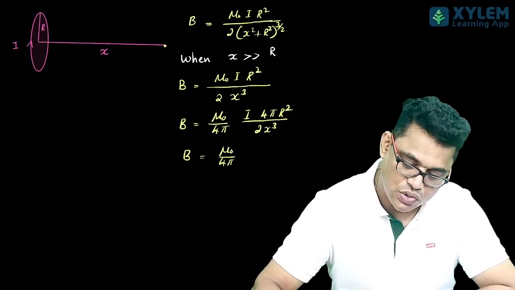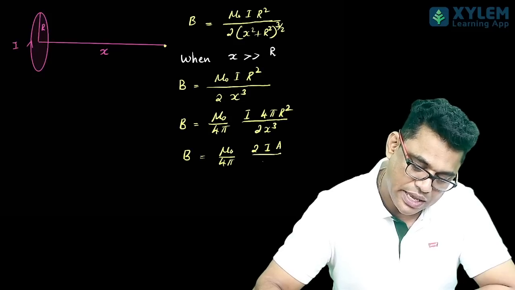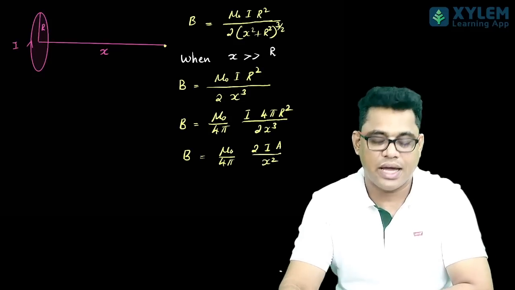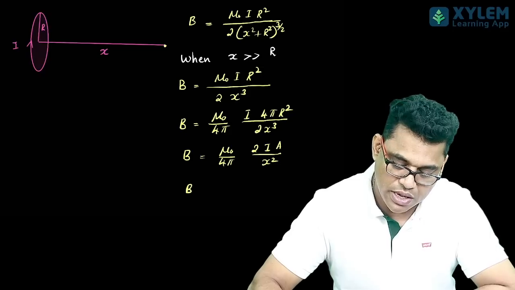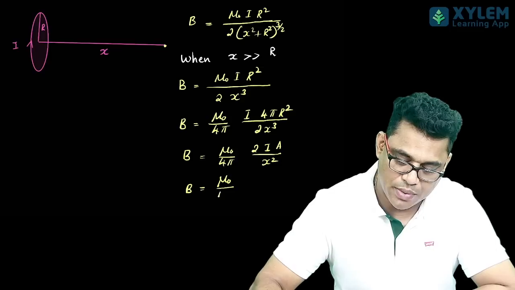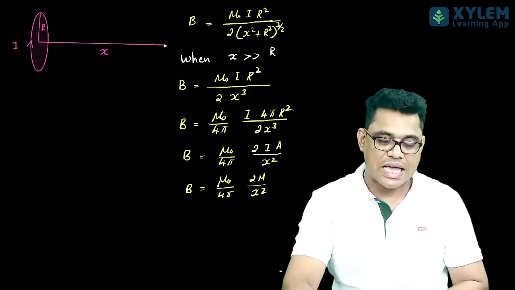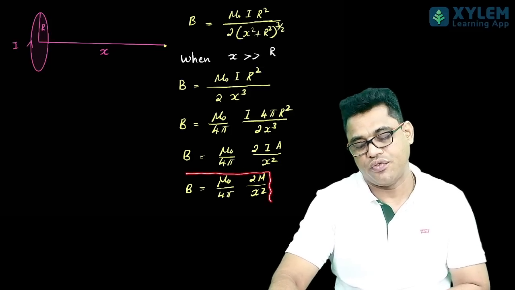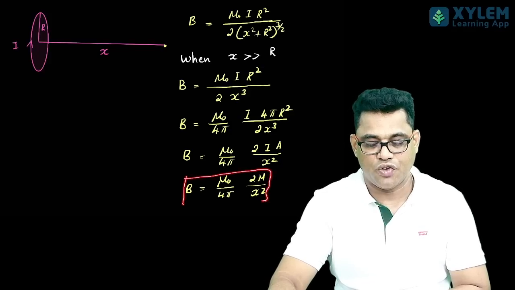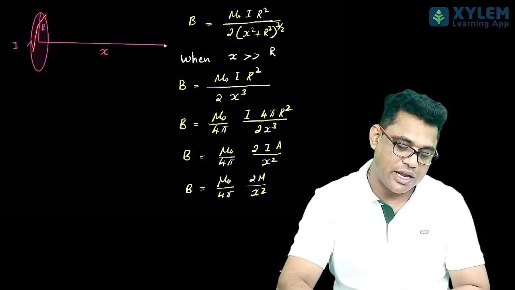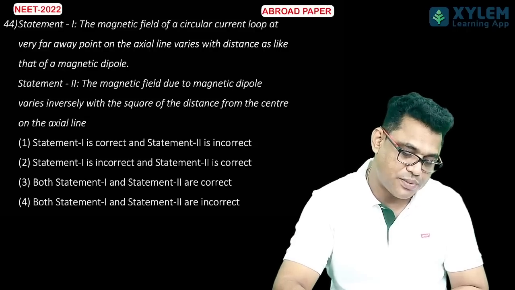I can write it like this, 2 I into A divided by x cube. What is the product of current and area of a circular loop give you? It is nothing but the magnetic moment of the loop. Therefore, B is equal to mu 0 divided by 4 pi times 2m by x cube. Exactly, this is the magnetic field of a short bar magnet, isn't it? Magnetic field at the axial line of a short bar magnet. It tells you that this current carrying loop behaves just like a magnetic dipole. Therefore, the first option is correct.